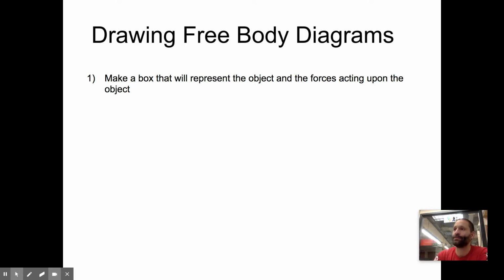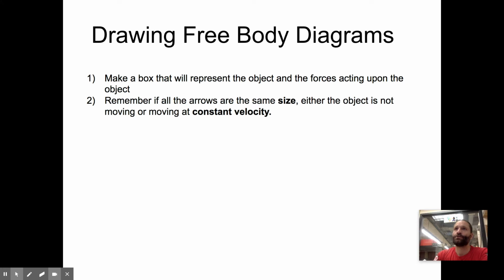So the box, this is typical in introductory level physics. We don't draw the actual car or a tree or whatever. We just draw a box. So remember that the arrows are the same size either the object is moving, is not moving, or moving at a constant velocity. That's super important. Remember, force is a vector, meaning direction matters. The size of the arrow matters. So a tiny arrow means a tiny force. A large arrow means a large force.